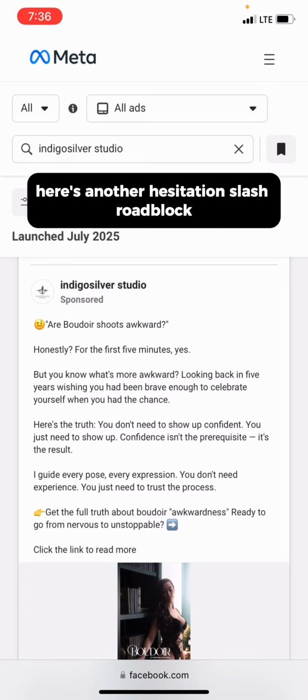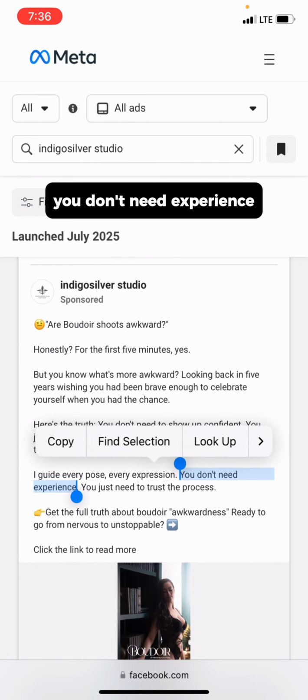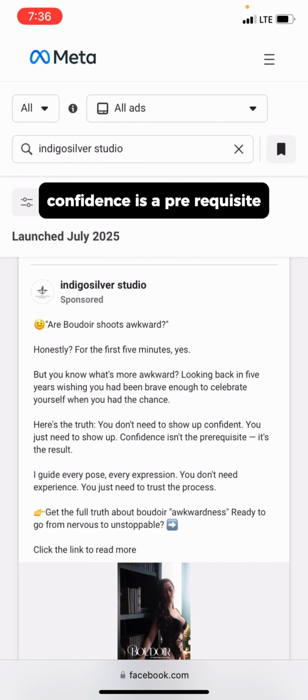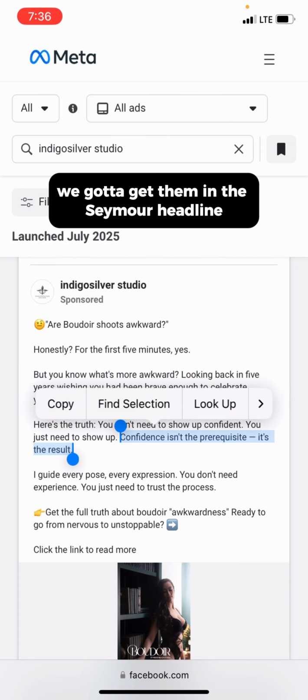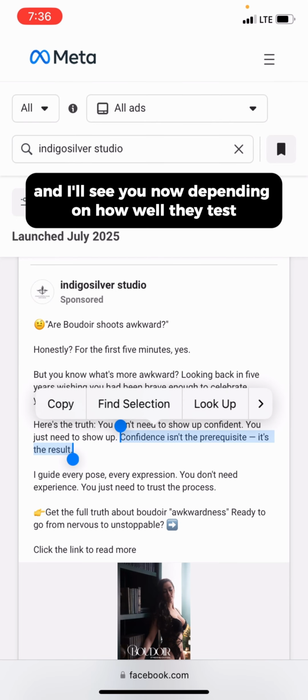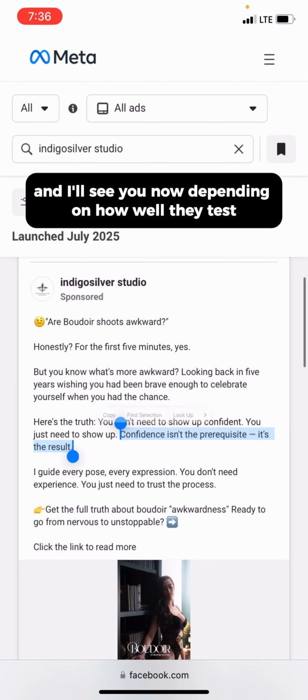Oh, look at this. Here's another hesitation / roadblock. You don't need experience. Confidence is a prerequisite. The result, that's a positive. All these things, we gotta get them in the headline, and also, depending on how well they test.